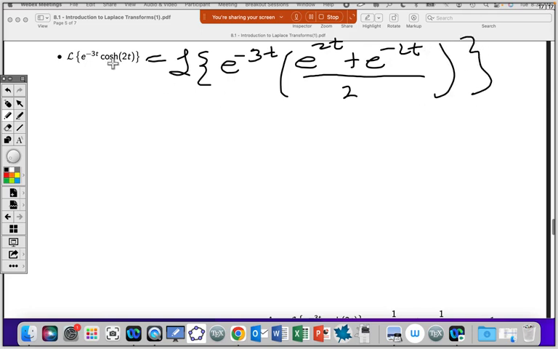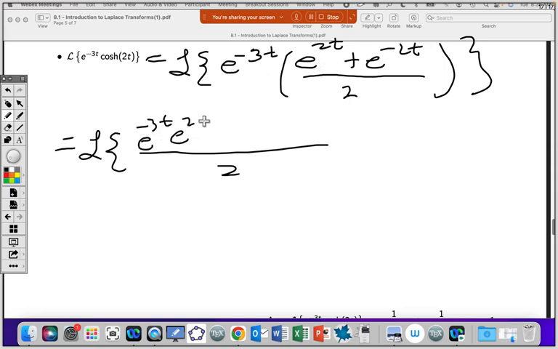The cosine of something, once again, is e to that thing plus e to the opposite of that thing, all over 2. So we're going to go ahead and multiply this out. So e to the minus 3t times e to the 2t. I've got the same base. What do I do with the exponents? Yeah, add them up.